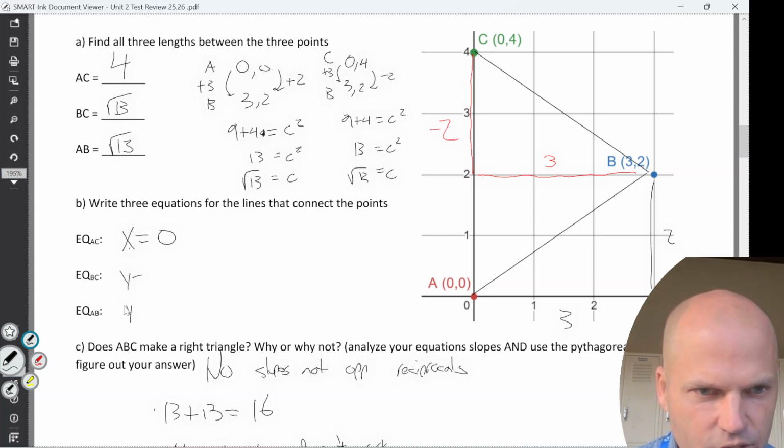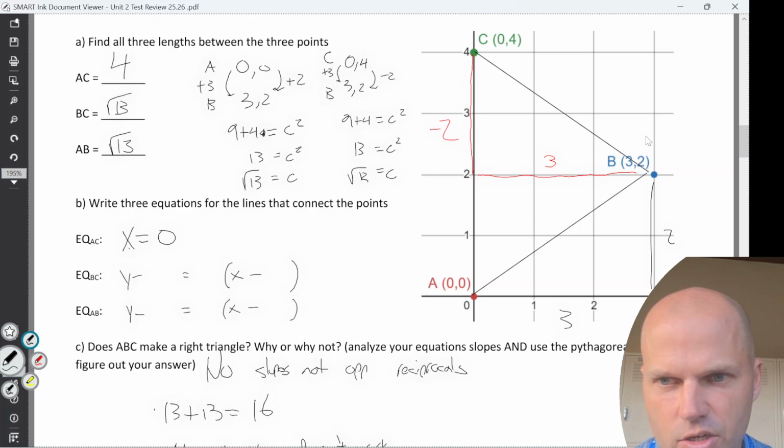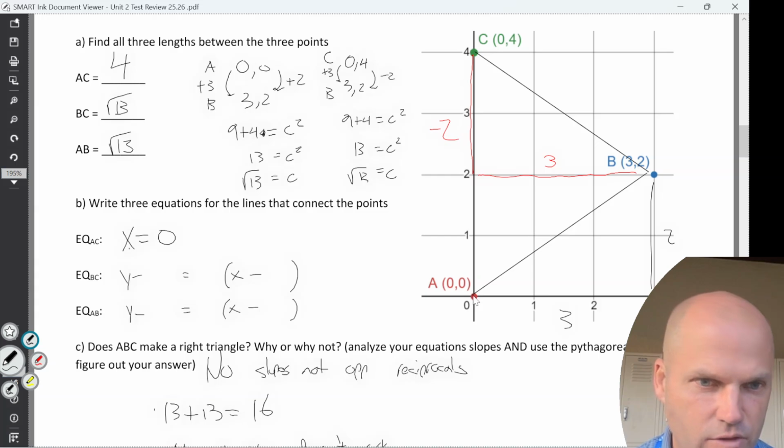For the other two equations, yes, we need a point and a slope. And we could use the same point, the point that both of these lines are going to pass through. Or we can use different points. I could use (3, 2) because both of these lines pass through (3, 2). Or I could use (0, 0) for the AB line, and I can use (0, 4) for the BC line. So it's up to you.